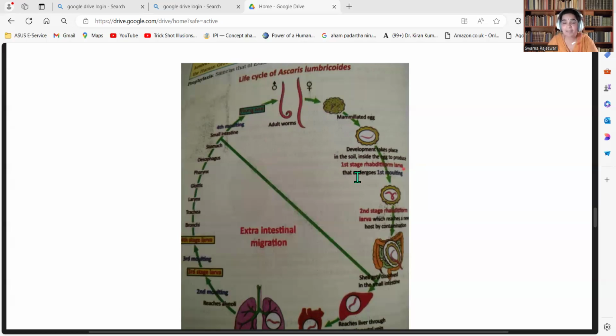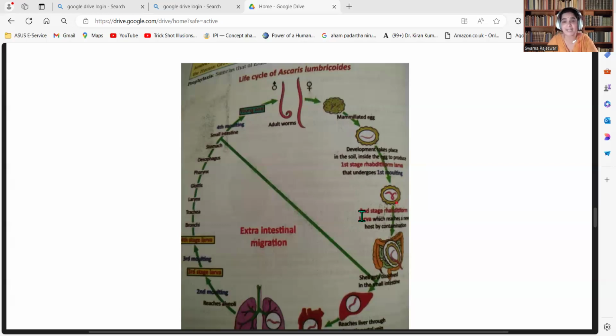Okay, so this Rhabditi form larva, which is formed, undergoes first molting, and it is developing into what is called the second stage Rhabditi form larva. So this second stage Rhabditi form larva is the infective stage of the parasite to the man. So whenever the man is taking contaminated food or water, which is containing these eggs, means these Rhabditi form larvae are present in the soil.